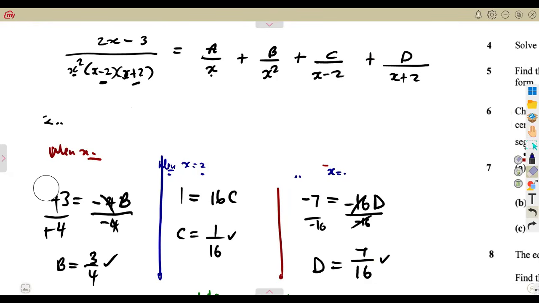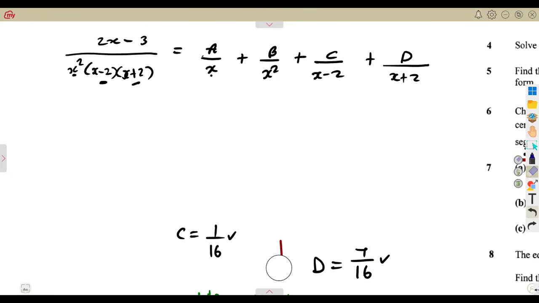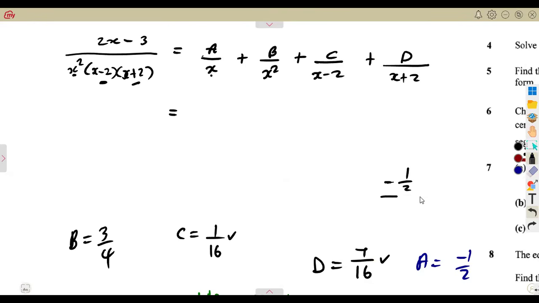So after obtaining these values, the major part now is that you're supposed to substitute the values that you obtained into this equation. Remember, we obtained also our A, minus 1 over 2. So you're going to substitute in place of A, that is minus 1 over 2. So instead of writing minus 1 over 2 over x like this, I can write this as minus 1 over the 2 multiplies x. So it's going to be minus 1 over 2x.